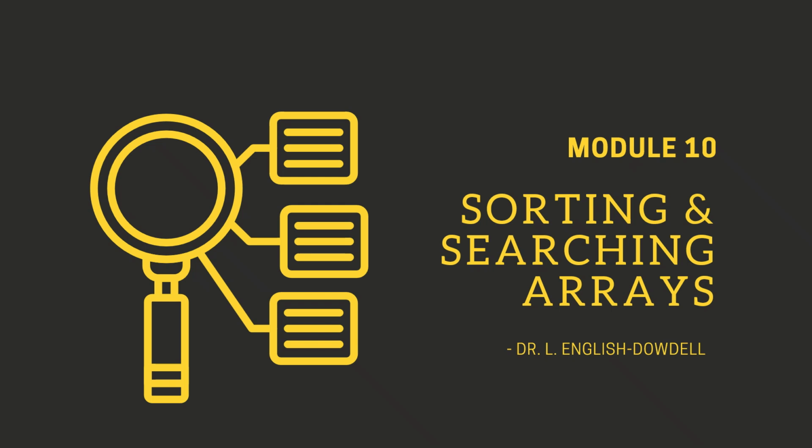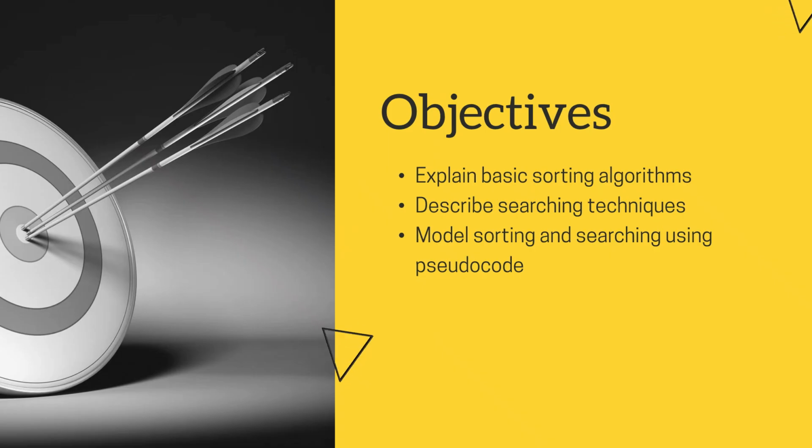If you think about it, you use these techniques every day when you look up a name on your phone or when you search your emails by date. By the end of this module, you'll be able to explain basic sorting algorithms, describe searching techniques, and model a sorting and searching process using pseudocode. In this lecture, we're going to explore how sorting and searching work conceptually, how they appear in programming, and how to represent them in pseudocode.